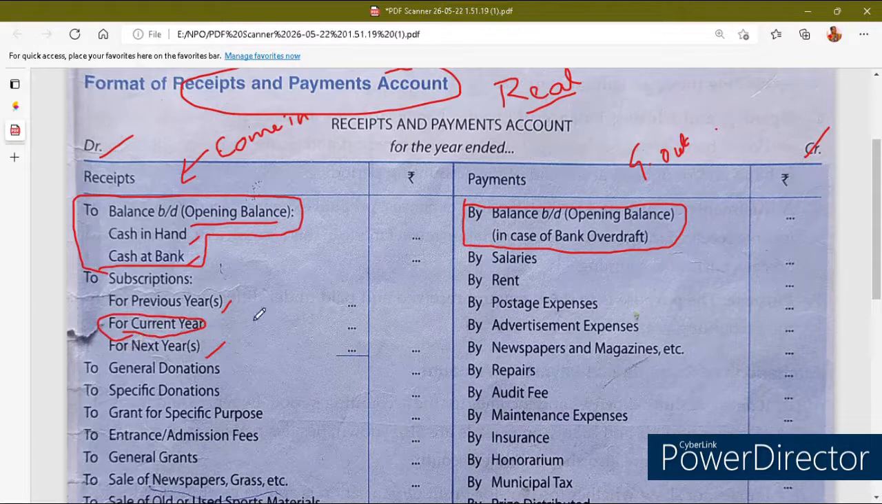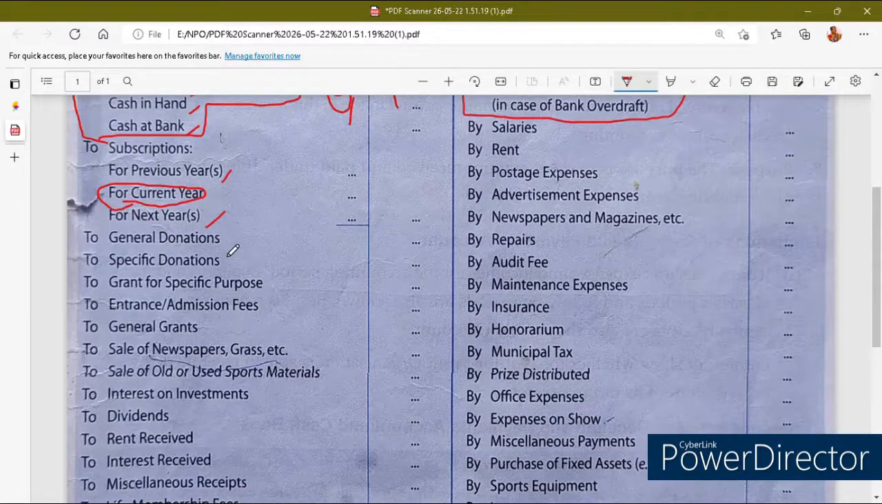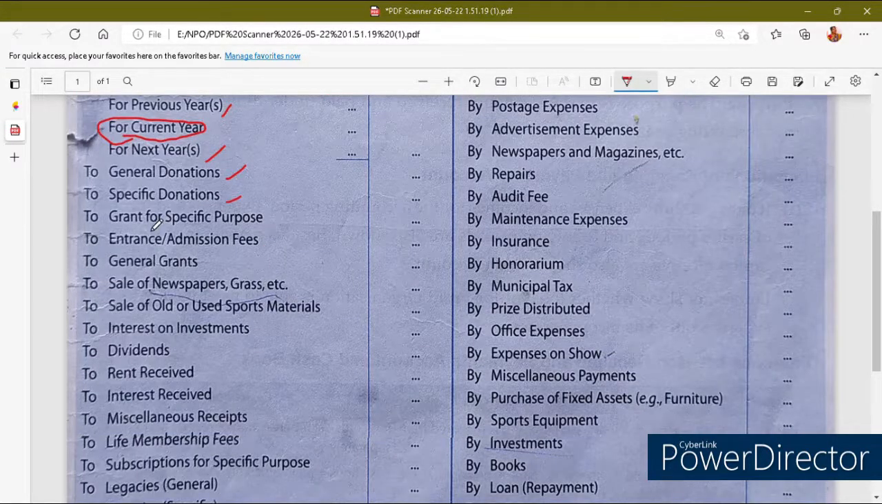And most importantly, this receipts and payments account will record capital and revenue natures. Not only capital, revenue also will be recorded. But if you take the income and expenditure account, there revenue alone will be taken. Capital will not be recorded. But in the receipts and payments account, both capital nature and revenue nature will be recorded. General donation, specific donation, everything will be recorded, whether it is capital or revenue nature.